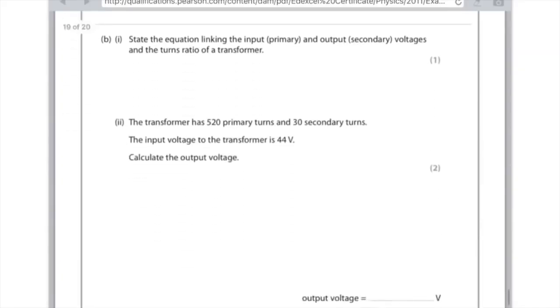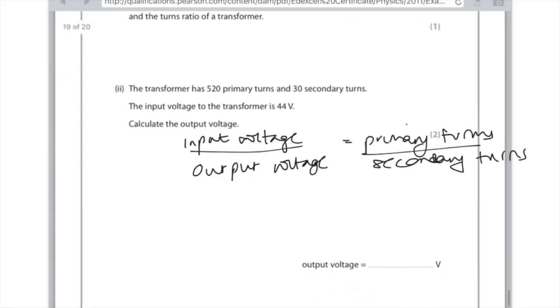The transformer has 520 primary turns and 30 secondary turns. The input voltage to the transformer is 44 volts. Calculate the output voltage. So let's just substitute those numbers in. So that calculation will look like this.